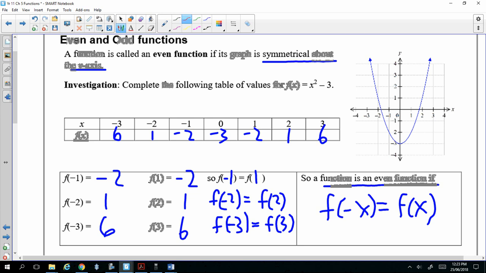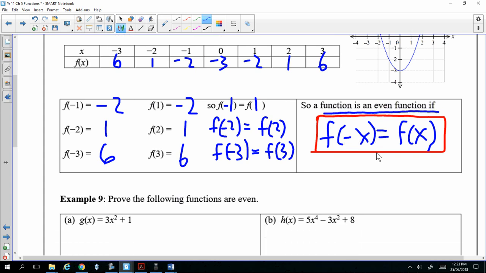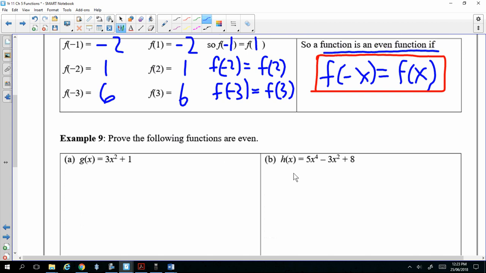All right, let's do that. So to prove whether the function is even, whether it's symmetrical about the y-axis, is to prove this rule is true. We have to prove that it's true for all x values, not just these -1, -2, -3, everything. That's why we replace it by x. So now we're going to prove whether these functions are even or not without even drawing. So g of x, so what you do is you substitute -x into g. All right, that's your first step. And then change the x into -x.